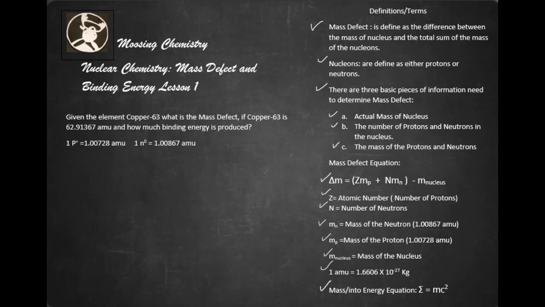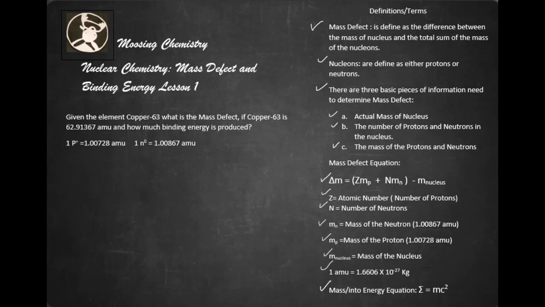All right, so now let's look at this one problem that we got here. That's a lot of information to digest, so I want to try to go slowly with this problem. Given the element copper 63, what is the mass defect if copper 63 is 62.91367 AMU? How much binding energy is produced? So we're trying to find the mass defect and the binding energy.